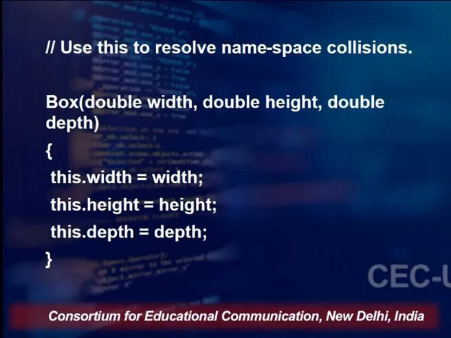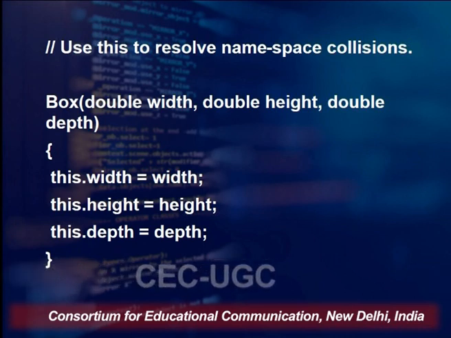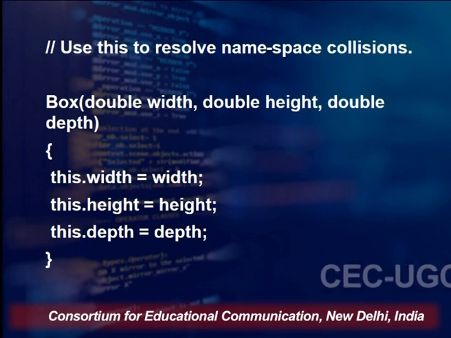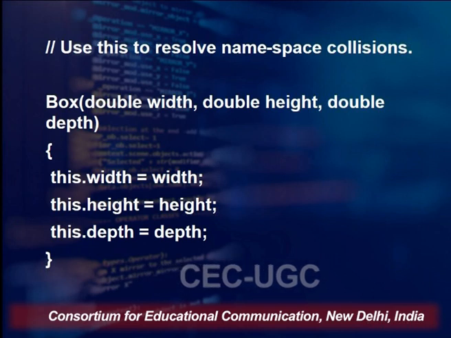So here you can see this. Box(double width, double height, double depth). The names of the parameters are actually the same as the instance variables. The instance variables are also named width, height and depth, and so are the parameters here. If we do not use the keyword this, it will create a confusion and generate a mess. So we will say this.width = width, this.height = height and this.depth = depth. What does it mean?